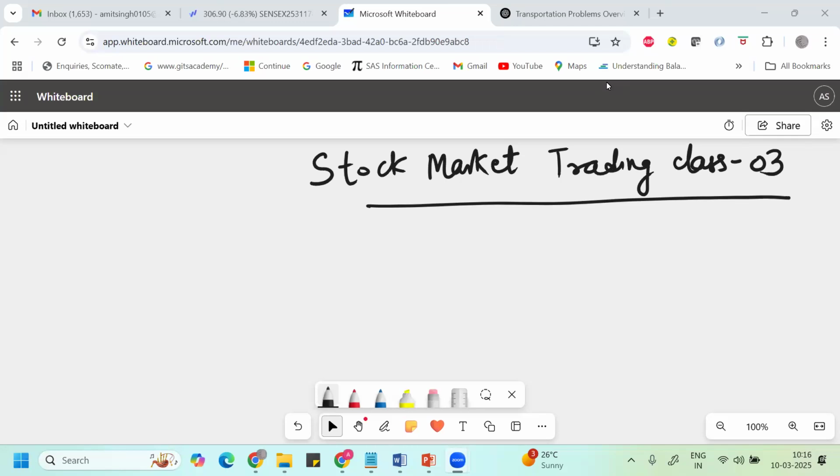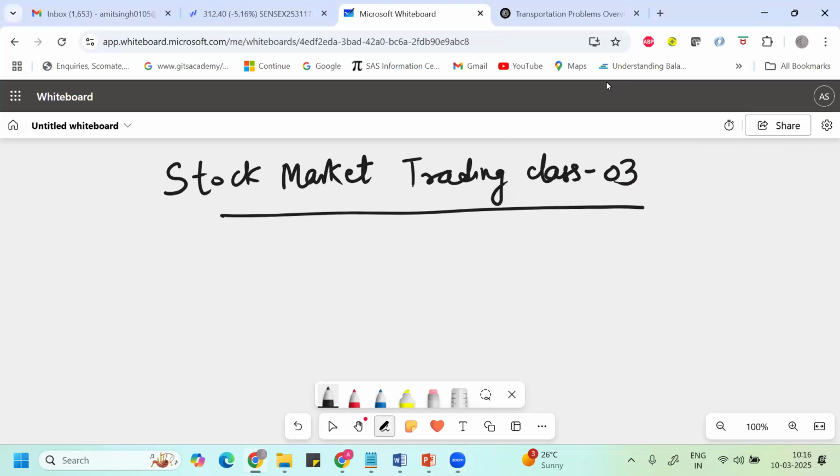So guys, so far in our understanding of the stock market, I have explained in terms of corporate finance why a company raises money in the form of equity or debt. What is the difference between equity and debt? We have discussed their differences.